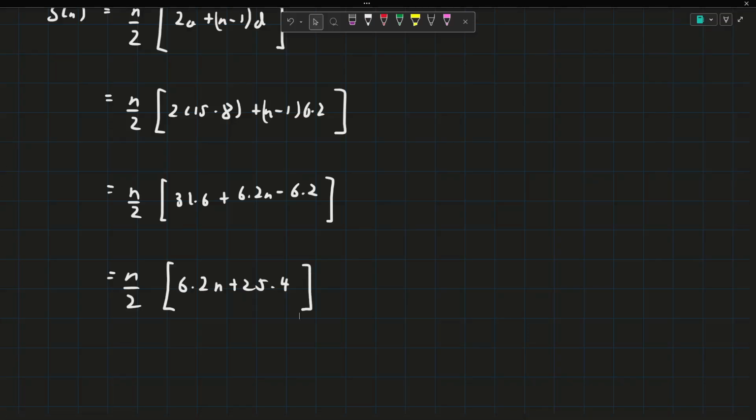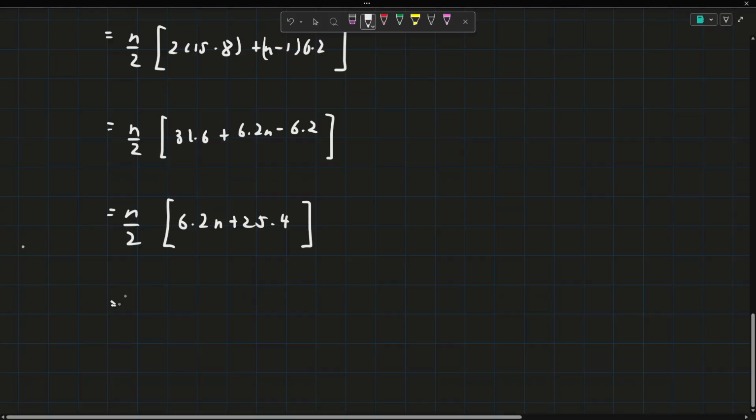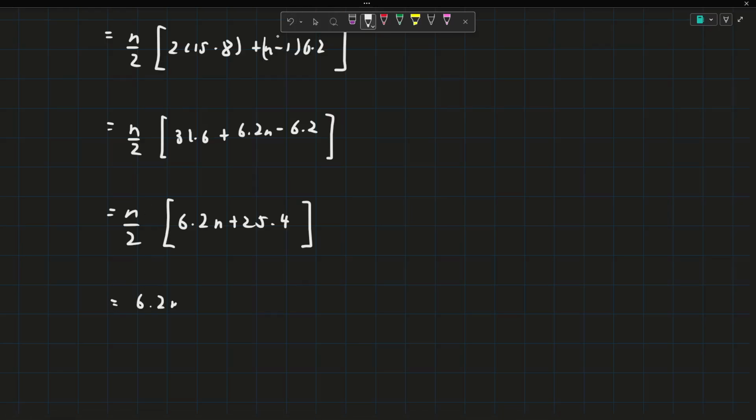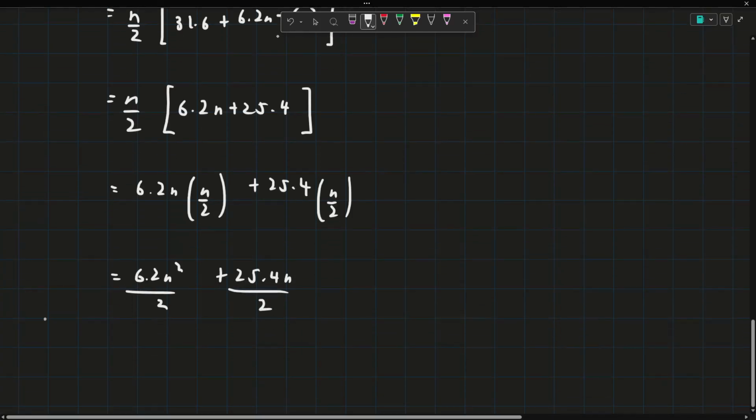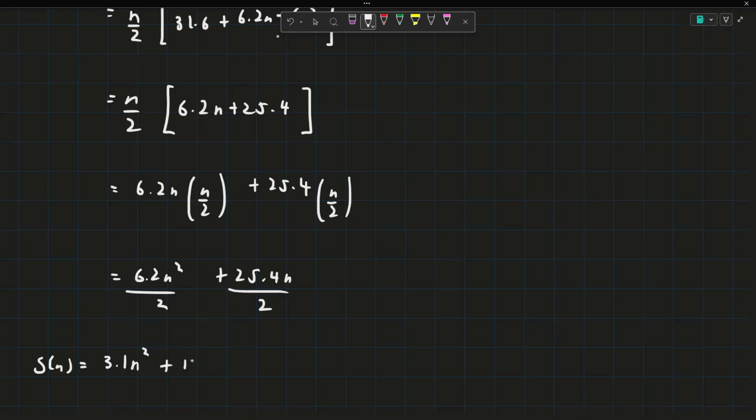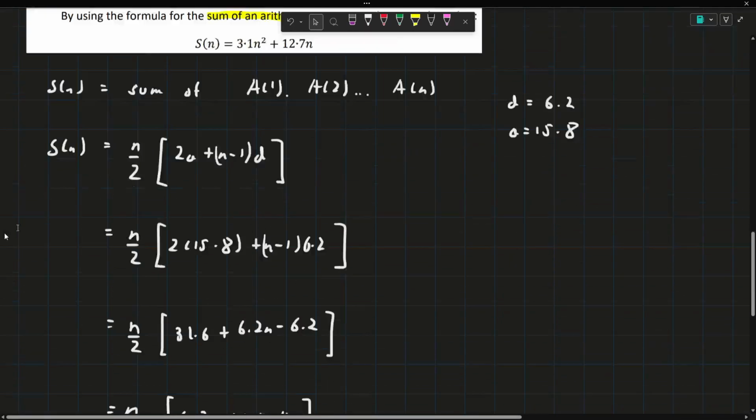And then we're going to be dividing each of those by 2. Or I guess an easier way to think about it is we can expand out the bracket because there's no bracket in the question. So we're going to have 6.2n times n over 2, and we're going to have 25.4 times n over 2. So basically that's going to be 6.2n squared over 2 plus 25.4n over 2. And then we can just put that into our calculator to get that S of n is equal to 3.1n squared when you divide that by 2, and then I'll have 12.7n. And that is indeed what they asked us for.